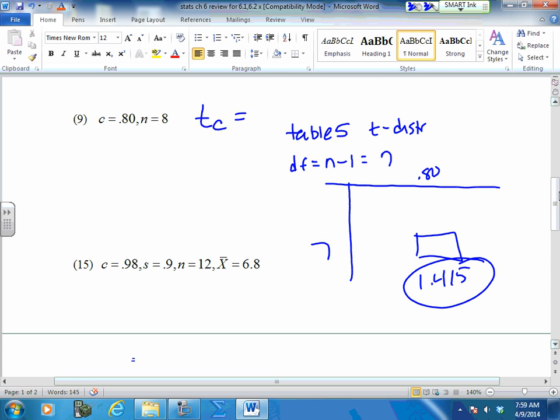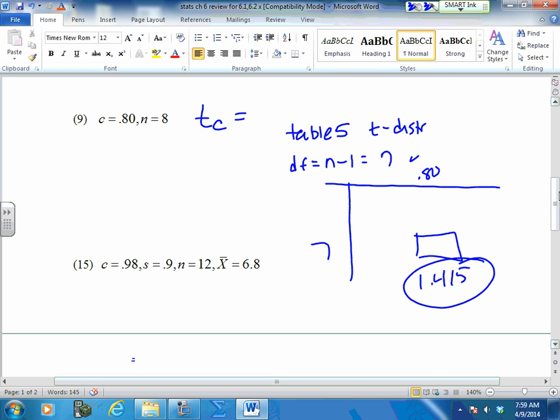Okay. Now we're going to build. How do we show work? You don't. There is no work. You can show me your degrees of freedom. That's about it. There's no work. If you used inverse T, show me what you put in. You'd have to do the 1 minus 80 divided by 2 thing.